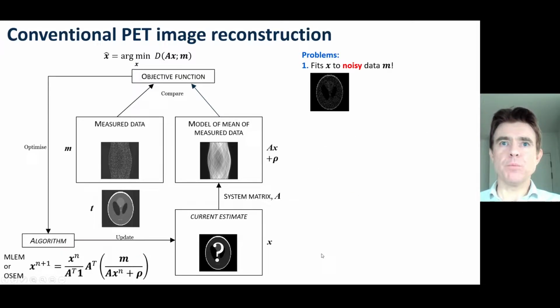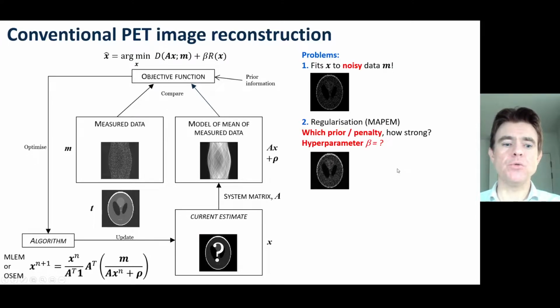So the problem with this conventional approach to image reconstruction is that we are fitting our parameters X, our vector of coefficients for those basis functions, those pixels, we're fitting that to a noisy data vector M, and so as a result we get noisy reconstructions X. So that's problem number one with conventional reconstruction.